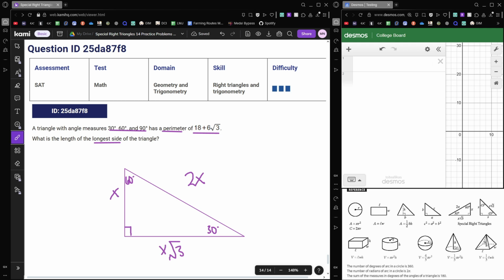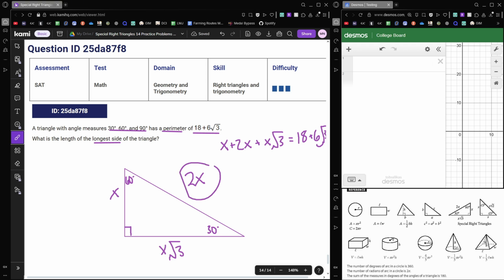Now we know that all of these sides will add up to our perimeter of 18 plus 6 square root 3. So let me quickly write that down. You would have x plus 2x plus x square root 3 is equal to 18 plus 6 square root 3. Okay, I always manage to run out of space. Anyways, now they're asking us to find the length of the longest side, and the longest side will always be the hypotenuse, so we have to find the value of 2x.